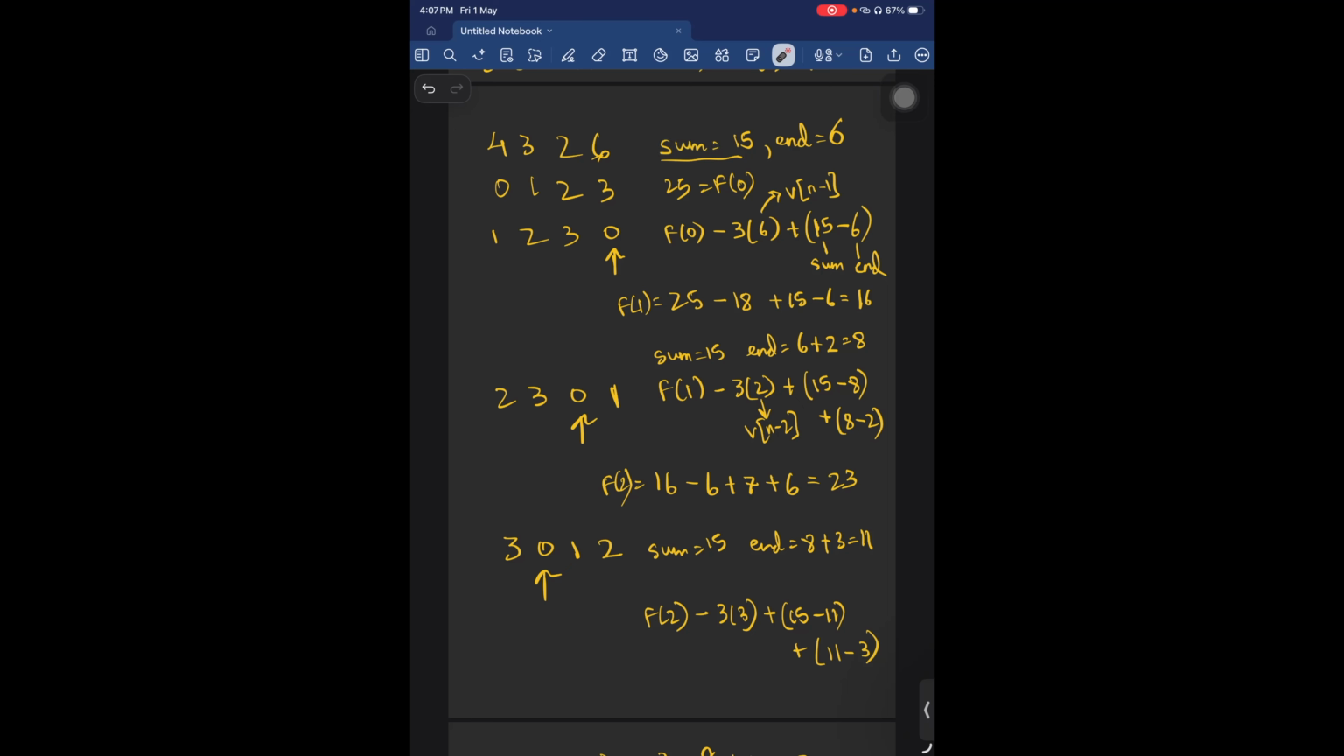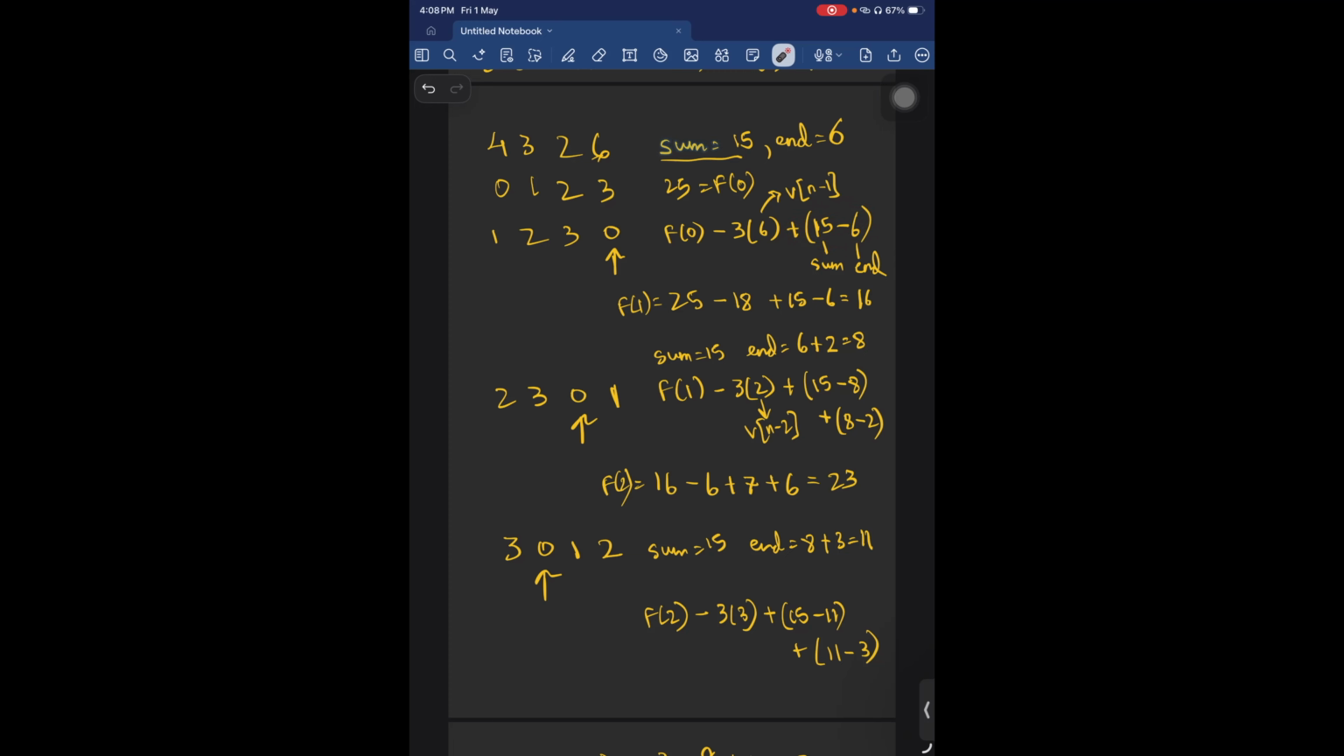Now in order to find f of 1, we take f of 0 which we just calculated. We do n minus 1 times the current index value, which is v of n minus 1, that is 6, so 3 times 6. Then we add 15 minus 6, which is sum minus end, because if we remove end from the total sum we get these values which we discussed that we have to add once, and then this is our f of 1.